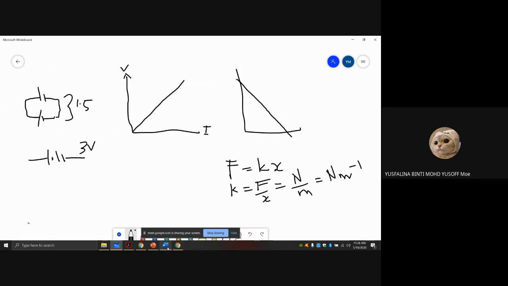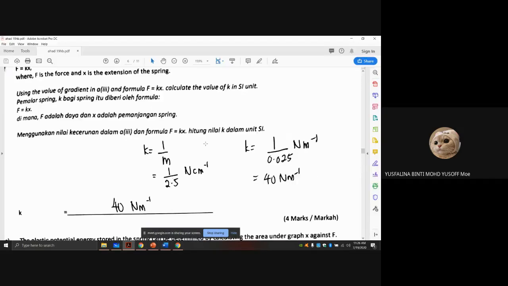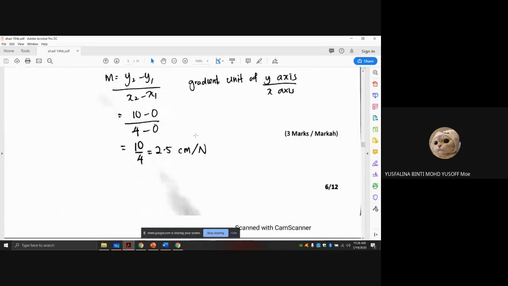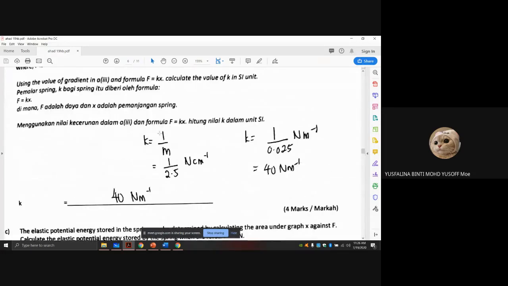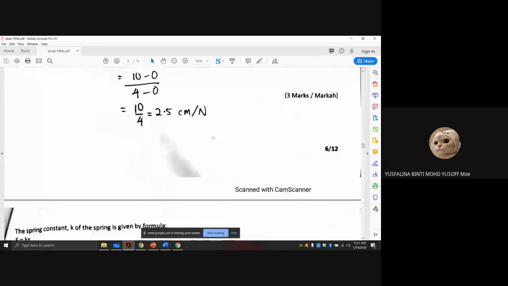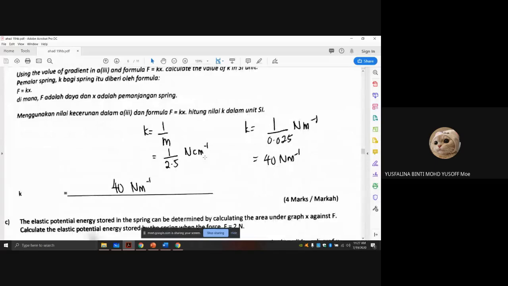But the unit for the gradient is the opposite, cm over N. So what you can do is divide: k is 1 over m, where m is the gradient. So 1 divided by 2.5, because later the cm becomes cm^-1. The unit will be different: the N^-1 will become N, and the cm will become cm^-1.